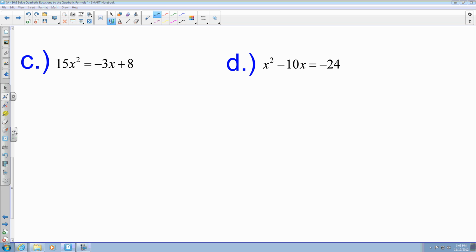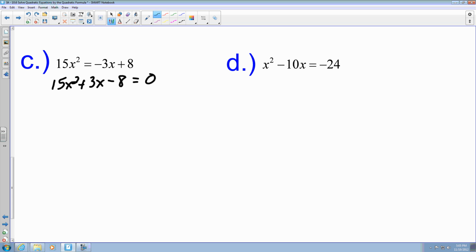There you go. Alright, so for C, let's just get everything to one side. So I'm going to move 3x plus 8 to the other side. So I'm going to go 15x squared. So that was a negative, so that's a plus 3x. That's a plus, so that's a minus 8 equals 0. And factoring doesn't seem to work. It won't use square roots, so if all else fails, let's just use the quadratic formula.